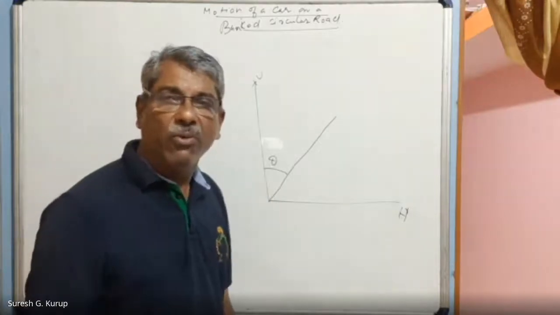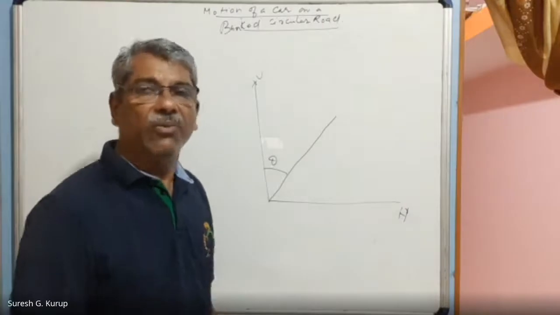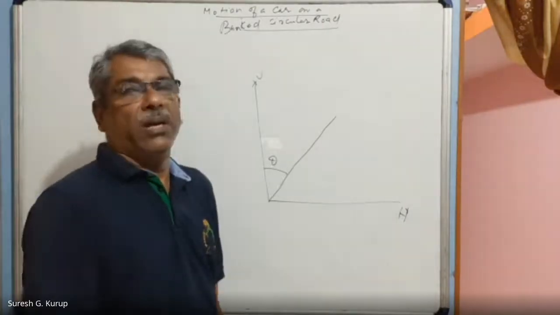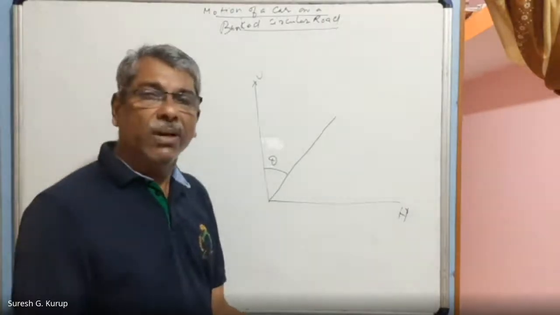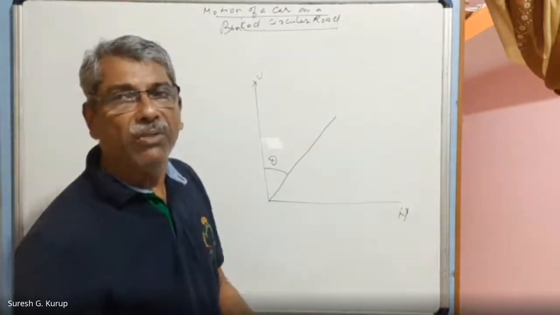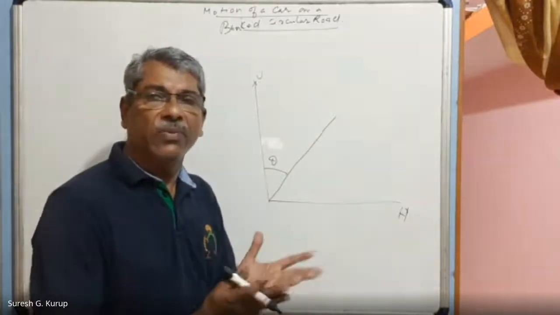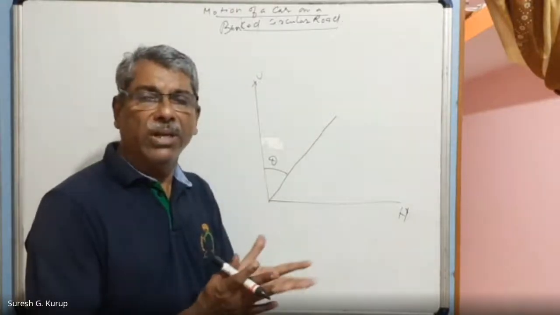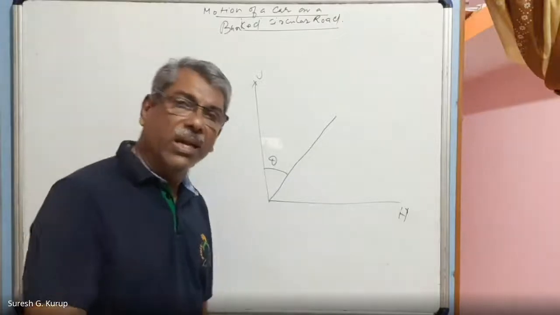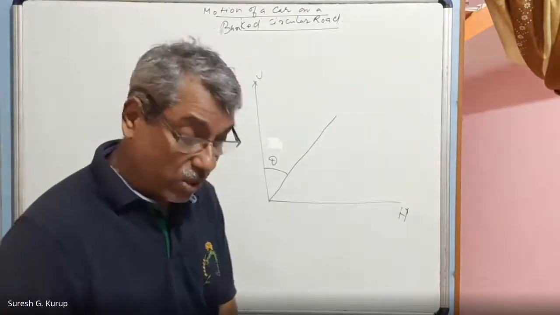This is to provide the necessary centripetal force. Otherwise, he will skid. If you sit straight, then the vehicle will not take the turn, right? So he has to lean from the vertical by an angle. This is also a good question: why does a cyclist, when coming to a turn on a level circular road, lean from the vertical? This is to provide for the centripetal force, right?